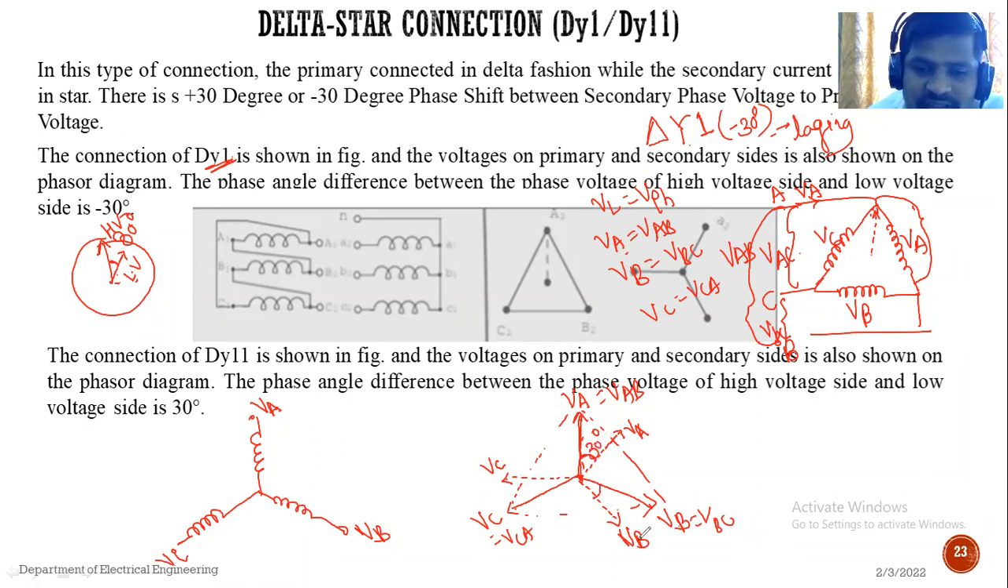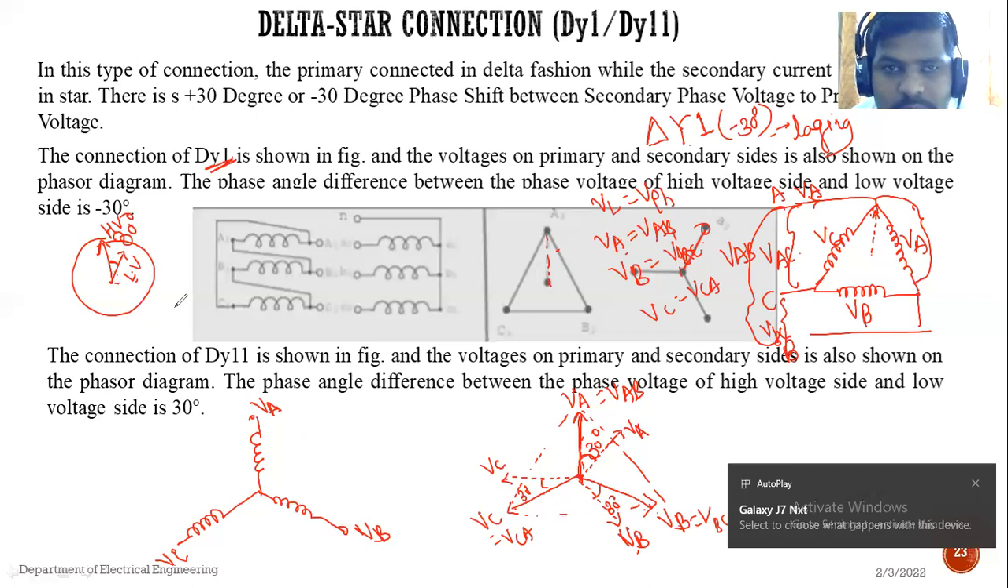Similarly, the B phase of the star-connected system will lag behind the B phase of the delta-connected system by an angle of 30 degrees. Again here it is an angle of 30 degrees. So this is the phasor diagram. This one is the reference phasor, and the A phase will lag behind by an angle of 30 degrees. So this is the phasor diagram of the delta star 1 connection. Getting it? Yes, sir.